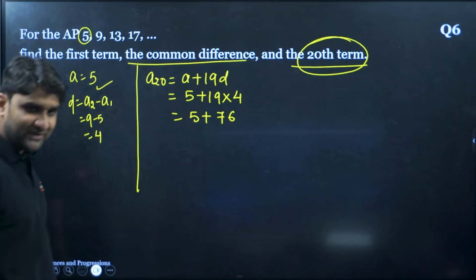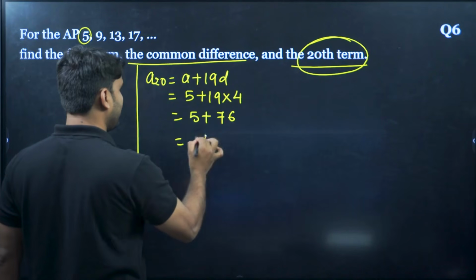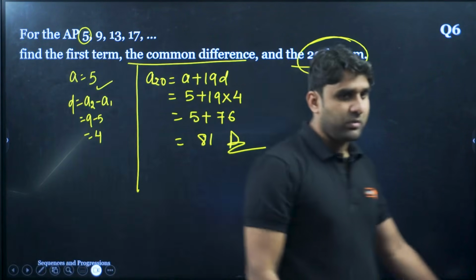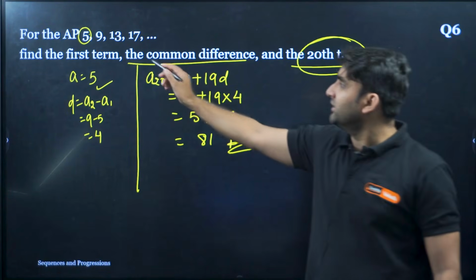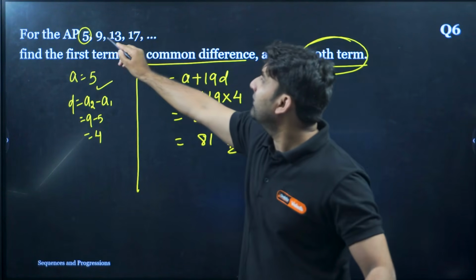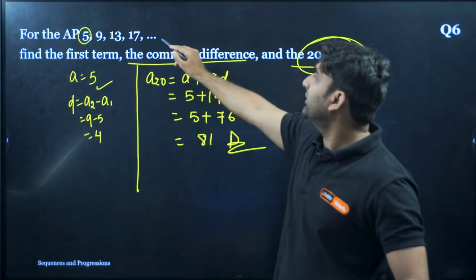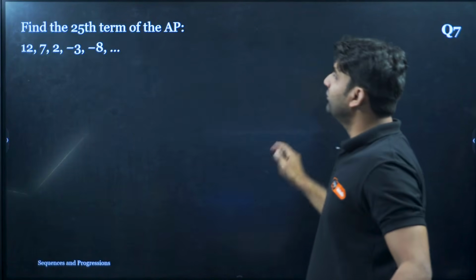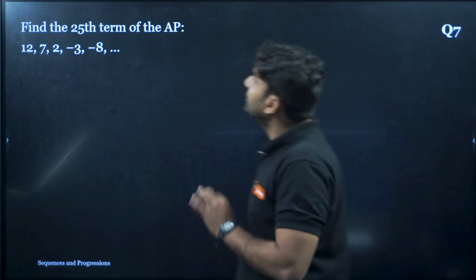19 times 4 is 76, and 76 plus 5 will be 81. Answer. Clear, everyone? 81 will be the 20th term. If you continue this AP, 5, 9, 13, 17, 21, 25, so 81 will come at the 20th position. Moving ahead. Find the 25th term of the AP.